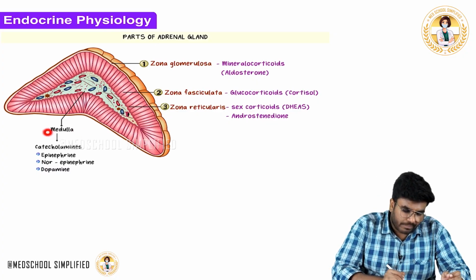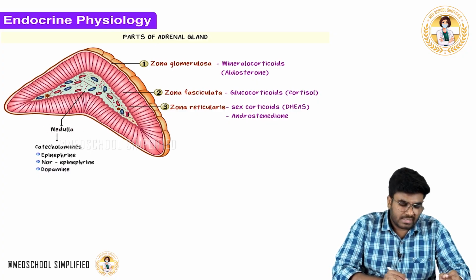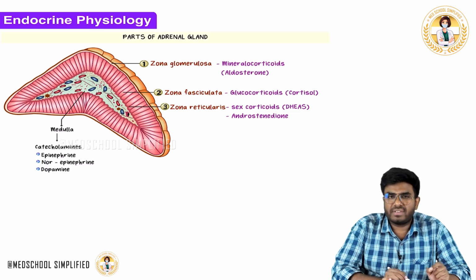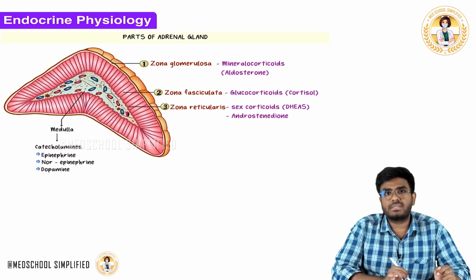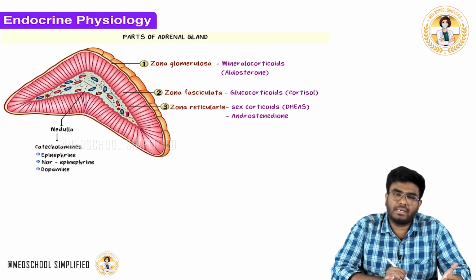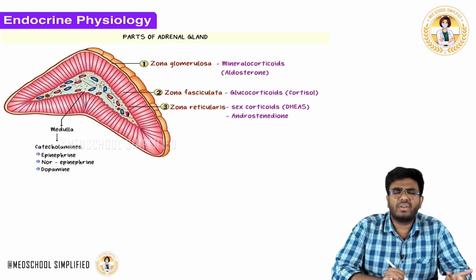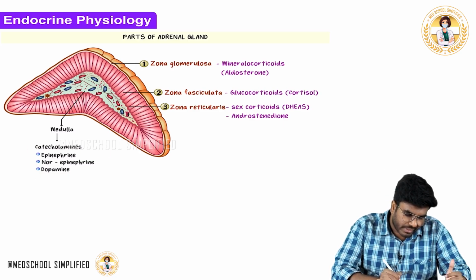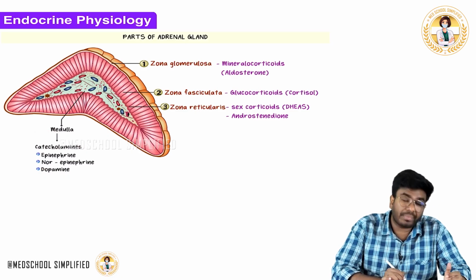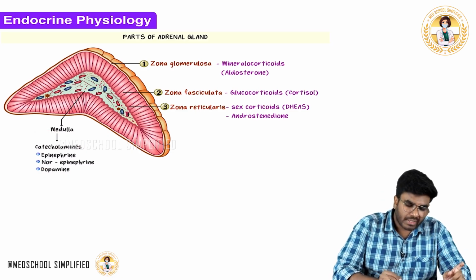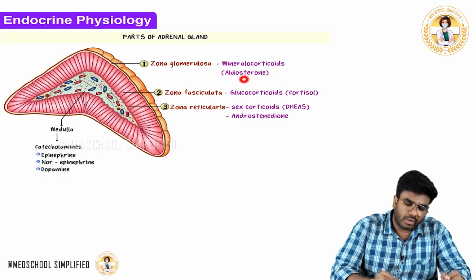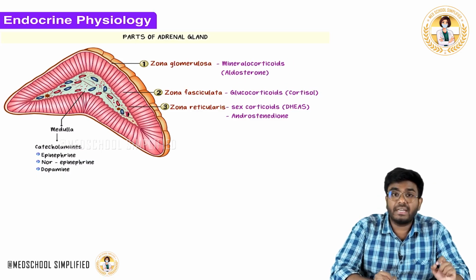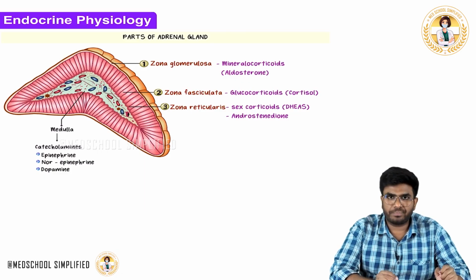Now what does this adrenal medulla produce? The adrenal medulla has cells called chromaffin cells, and these chromaffin cells produce hormones called catecholamines. What are examples of catecholamines? Adrenaline, noradrenaline, dopamine, that is epinephrine, norepinephrine, dopamine. These are the catecholamines produced from the adrenal medulla. Now the zona glomerulosa produces the mineralocorticoid aldosterone. We have discussed aldosterone in detail in the topic of renal physiology.